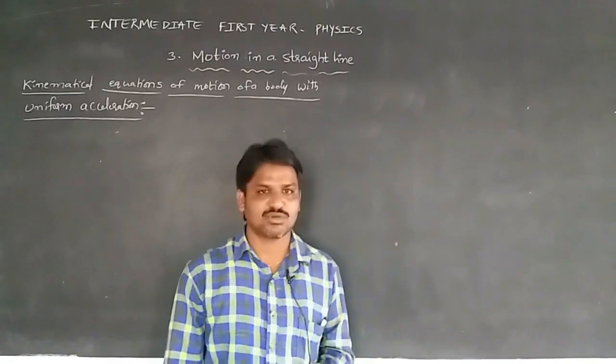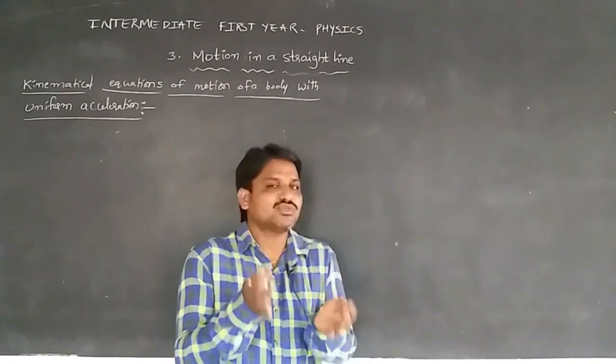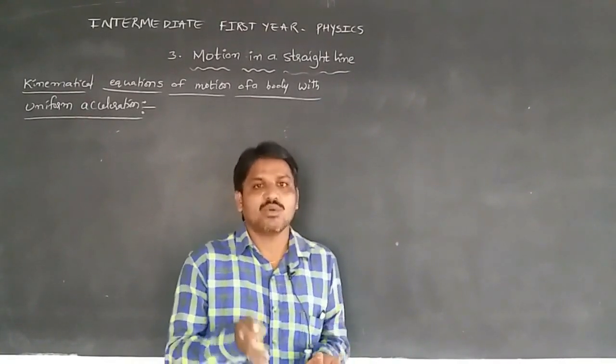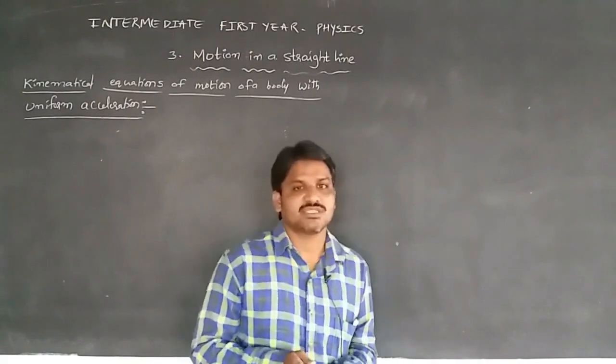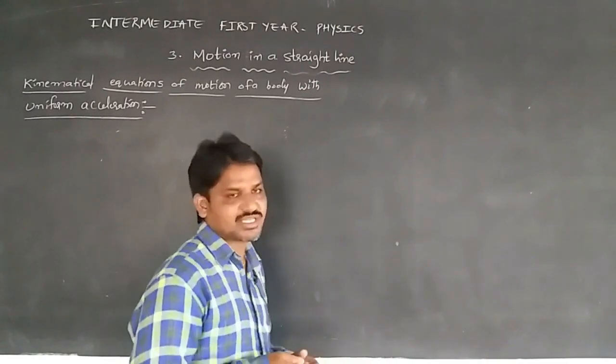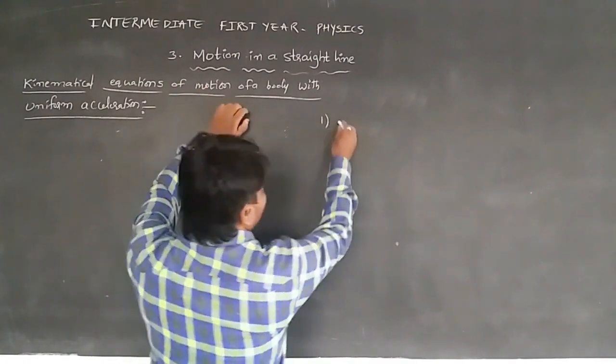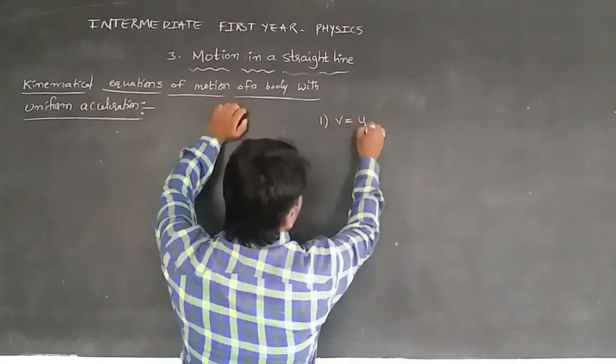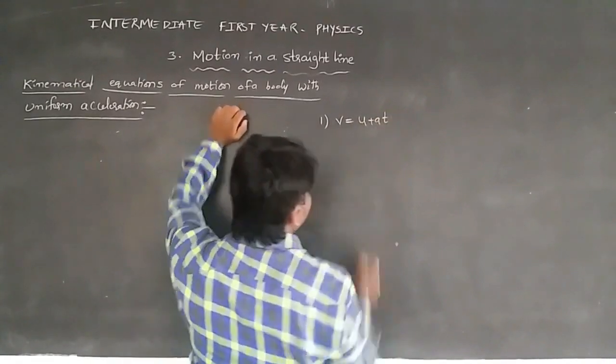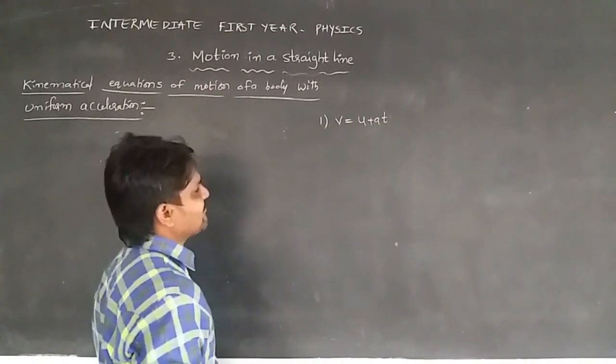Earlier we have discussed the parameters. To know the values of parameters, there are four kinematical equations of motion. Let's see what they are. The first one is V = U + AT. This is the kinematical equation.